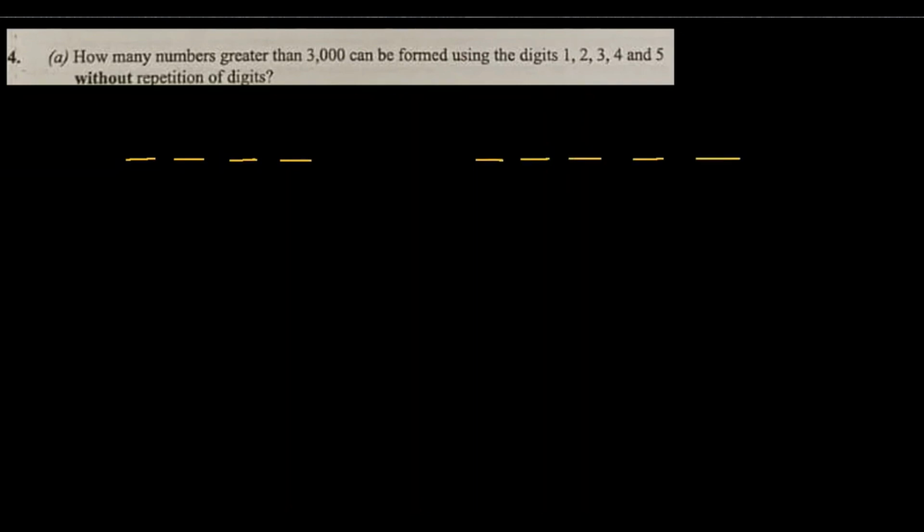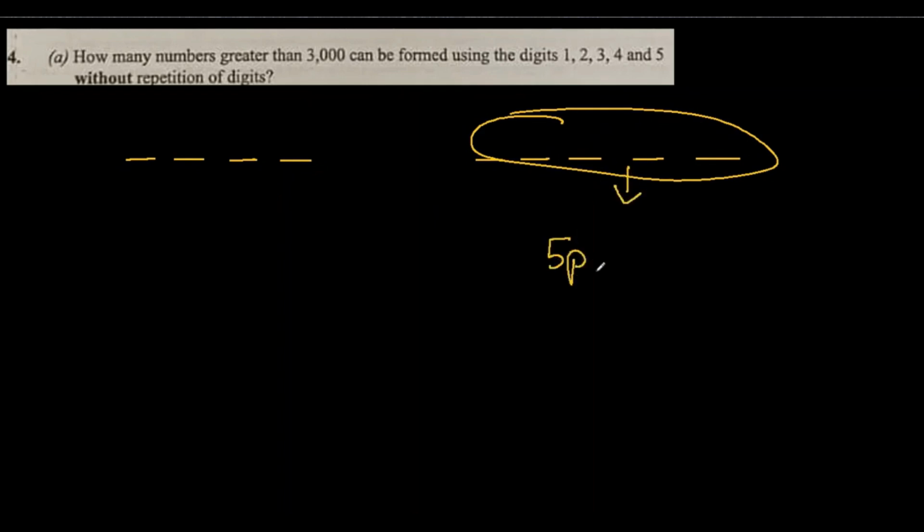Question for A part. How many numbers greater than 3000 can be formed using 1, 2, 3, 4 and 5 without repetition of digits? Okay, so we want greater than 3000, and there are 5 digits. 3000, 1, 2, 3, 4 digits only. That means we will need 4 digits as well as 5 digits, right? So all 5-digit numbers will be greater than 3000, that is for sure. Yeah, so let's see how many can be formed in 5 digits, and we know there are 5.